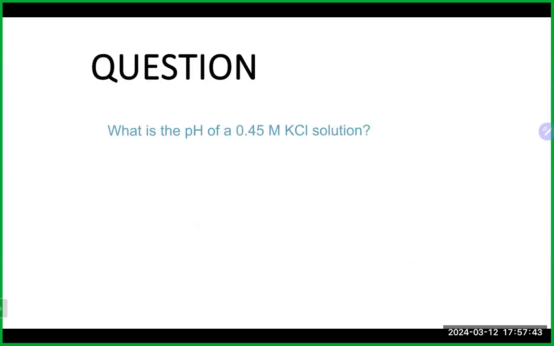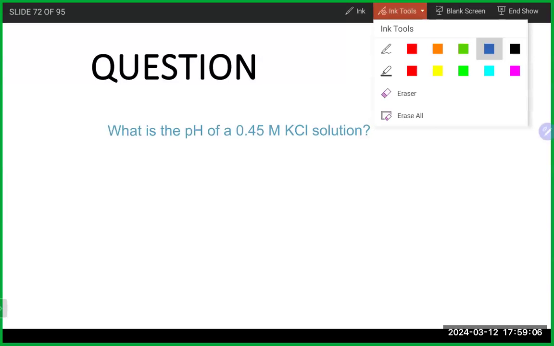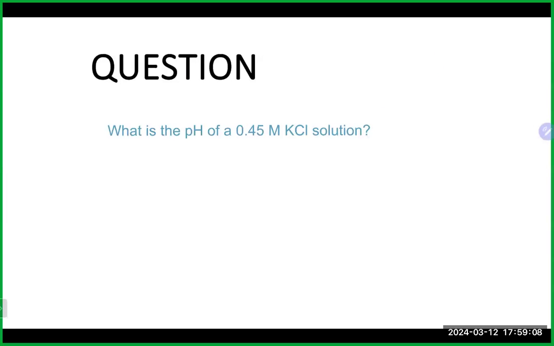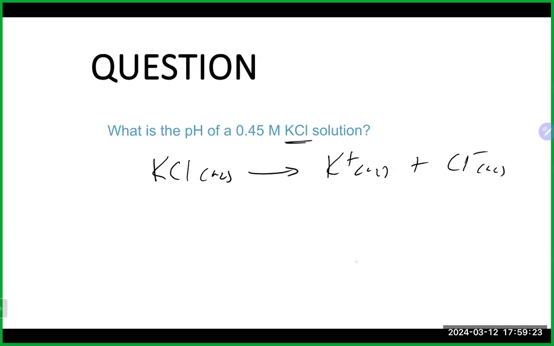All right, so why don't you try this? What is the pH of a 0.45 molar potassium chloride solution? So let's take a look at this and see what we got going on. First off, this is a salt, which is really just an ionic compound. And remember, an ionic compound pretty much is a strong electrolyte, which means in that solution you got some potassium ions and some chloride ions floating around in that beaker.